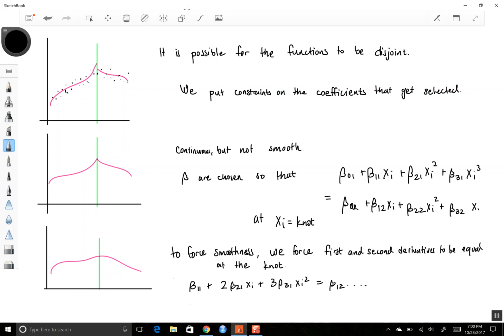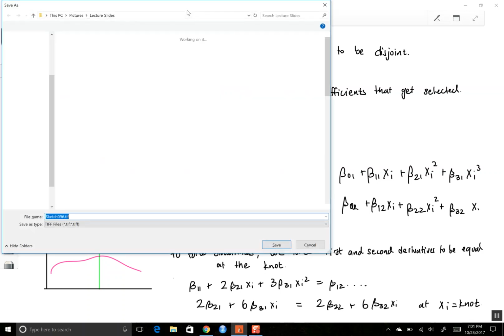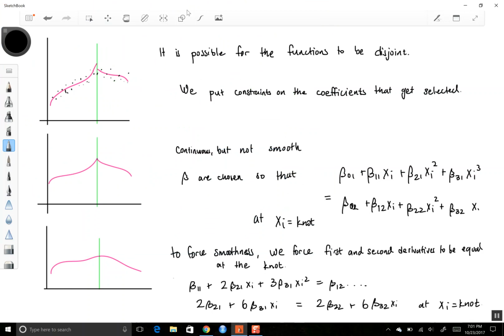And then the second derivative, so you'd have 2 b21 plus 6 b31 x sub i has to equal 2 b22 plus 6 b32 x sub i at xi equal to the knot. So we can force these things into the calculations of our coefficients, which will ensure that the second derivative is continuous there, which will ensure smoothness in the resulting function.